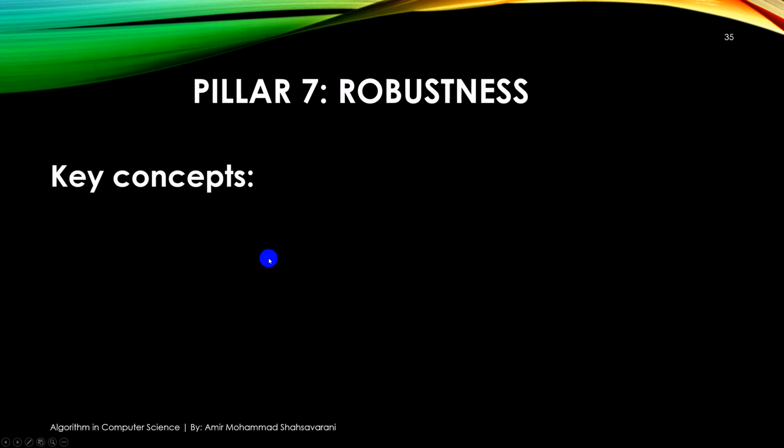Good. Okay. Our seventh pillar, our seventh category, is robustness. Robustness is the ability of an algorithm to withstand errors, exceptions, and unexpected input conditions. This category highlights the importance of designing algorithms that are fault tolerant and resilient to failures and anomalies.